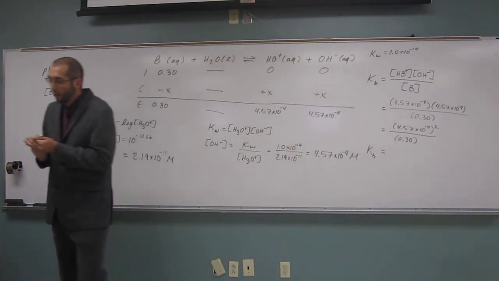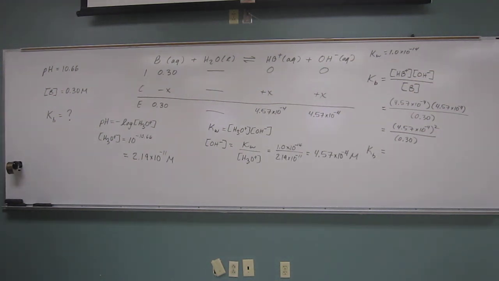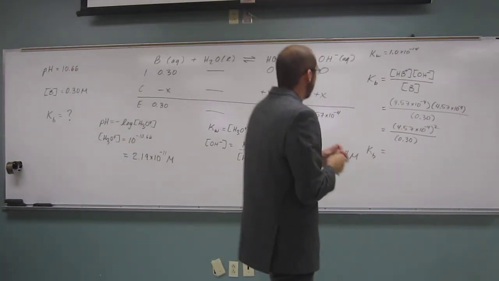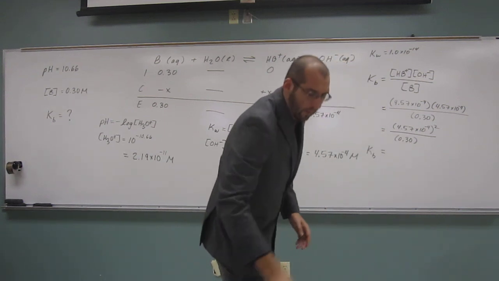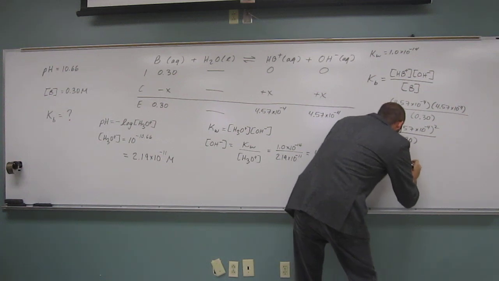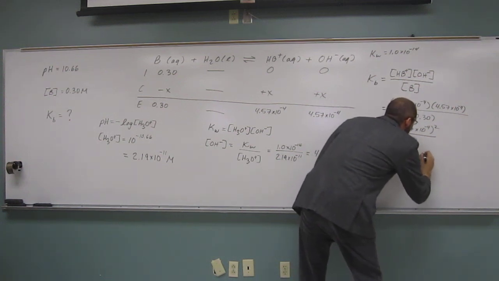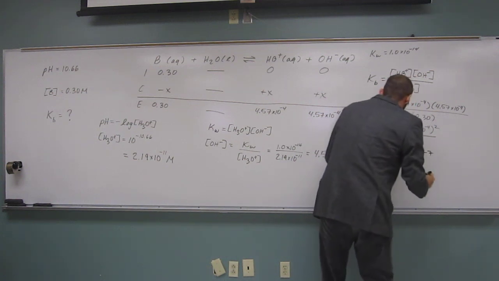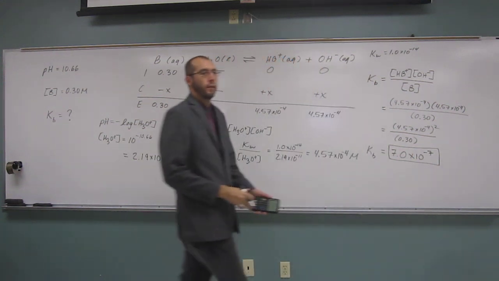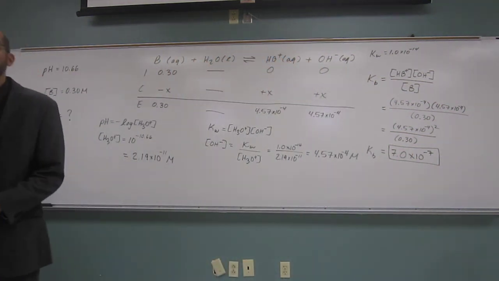Okay, so let's do that together, so square that answer, and divide it by 0.3, and this is going to be to 2 sig figs, right? Because of this number here. So what do I get? 7.0 times 10 to the negative 7. That's going to be the answer.